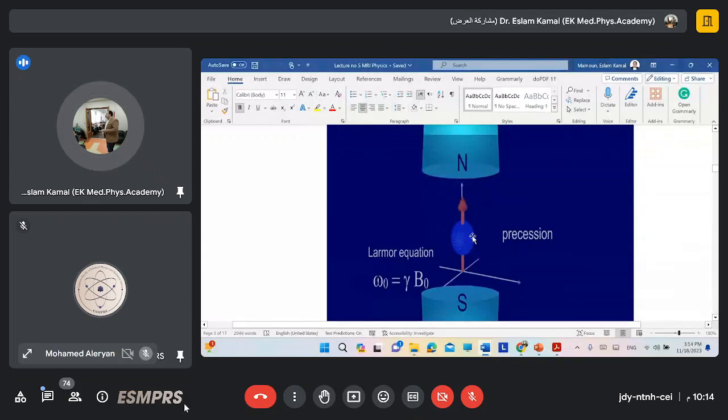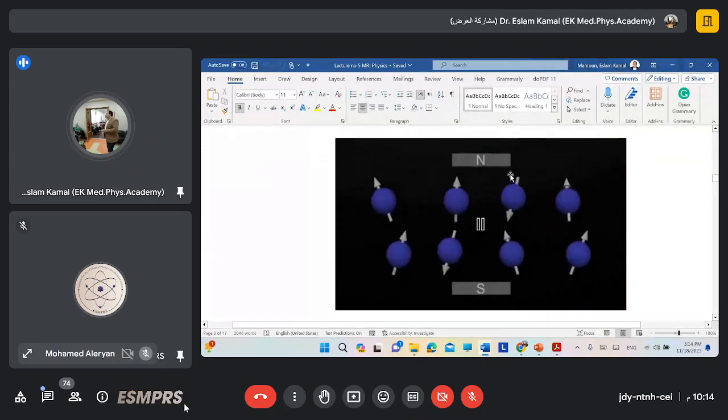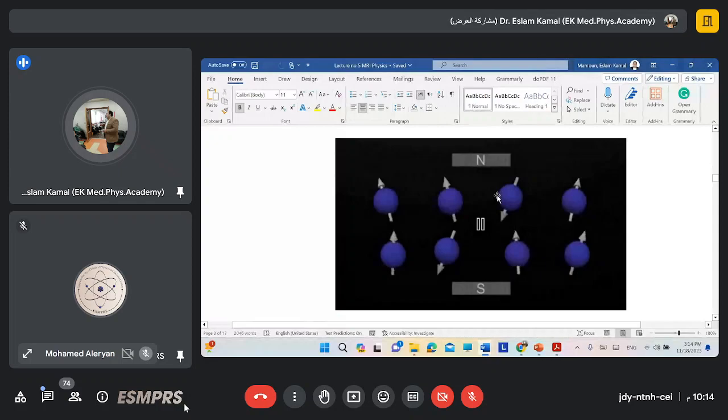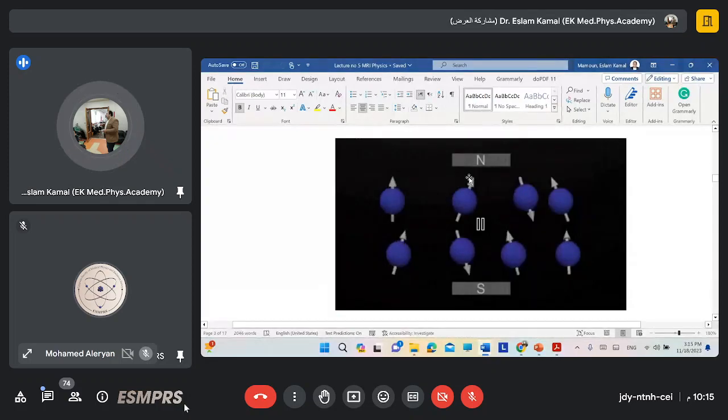So now all protons, as you can see here, these are the protons inside our body. All of them now precess around the external magnetic field axis, but not all of them at the same time, not all of them in phase. You can find that all of them have the same frequency, but as you can see here, you'll find this proton at the end of the cycle, but this other proton at the start of the cycle. So all of them are now out of phase, but all of them precess with the same frequency.